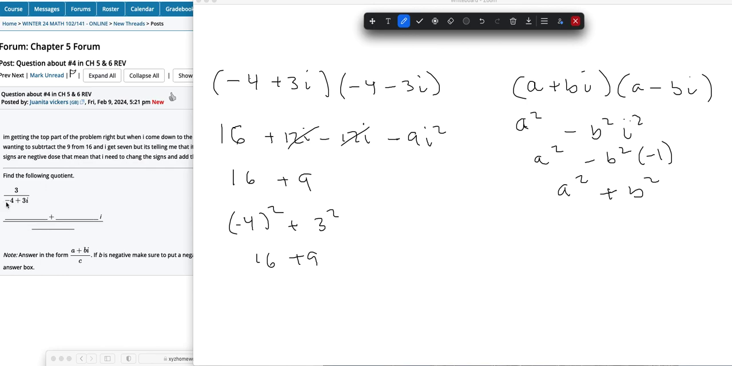And that's what is going to happen every time you're doing one of these division problems, or just if you're multiplying together two conjugates like that. Hopefully that helps.